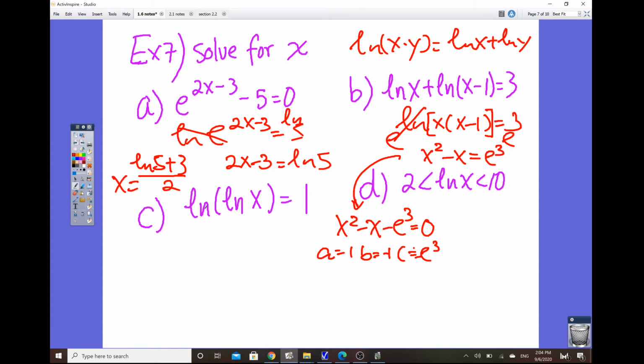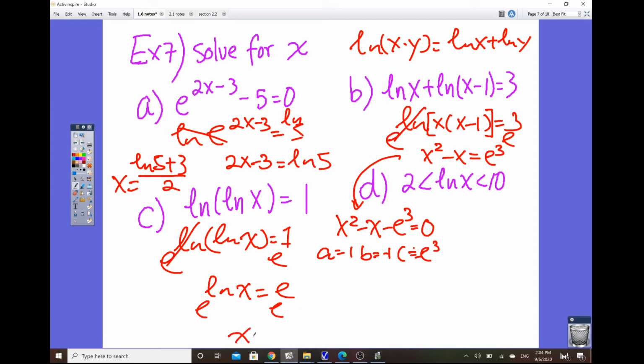And now, what about natural log of x equals 1? The left-hand side is considered a composition. So the way to do it is to take e on both sides. So again, e to the power of natural log is just 1. So we have natural log of x equals e. And then in order to get rid of that natural log here, we just take base e. So that means x is e to the power of e.